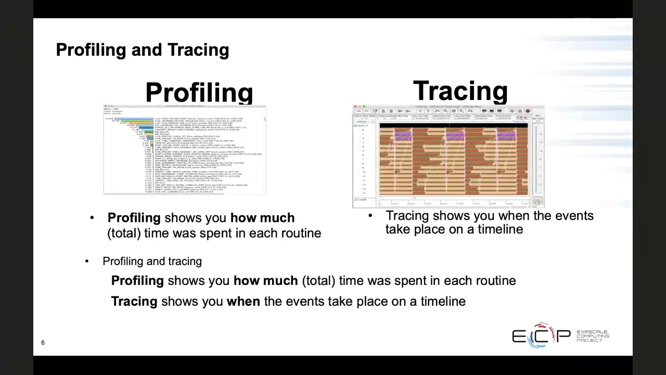Tracing, on the other hand, can show you when the events take place on each thread of execution. So you can see along a timeline display what each process or rank in your MPI application was doing. So while profiling shows you the total summary of the time spent in each routine, tracing highlights the temporal variation or shows you when the events take place along a timeline.